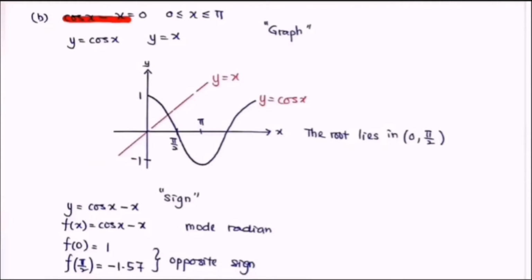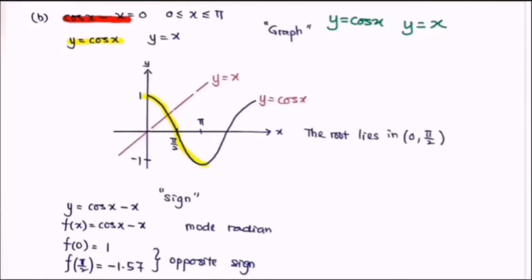So kindly focus on the situation where we have cos x minus x equals to 0. So where we have the function fx. So my suggestion is to split the situation. So we will have y is equals to cos x and y is equals to x. Next is to sketch the graph. So as we can see, y is equals to cos x. So the graph will be something like this.